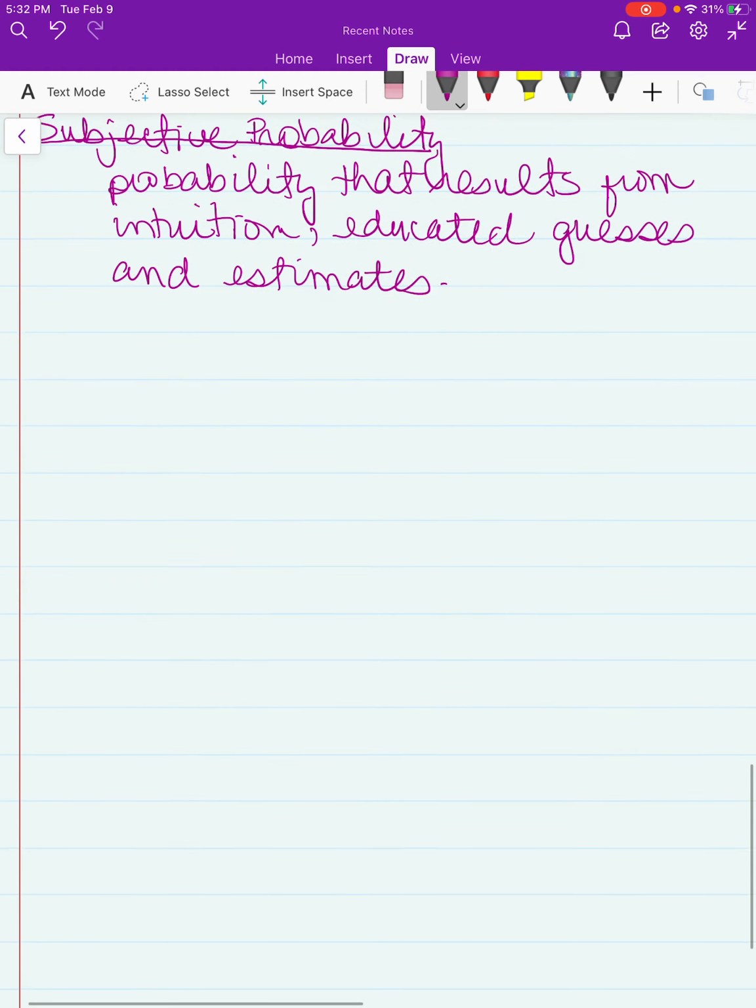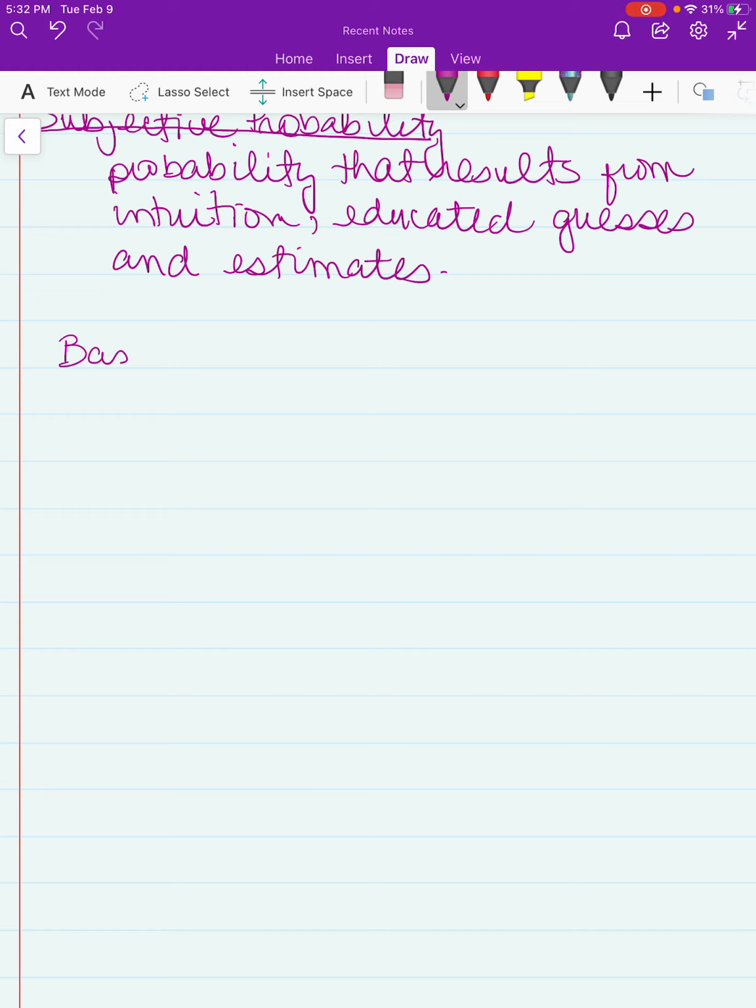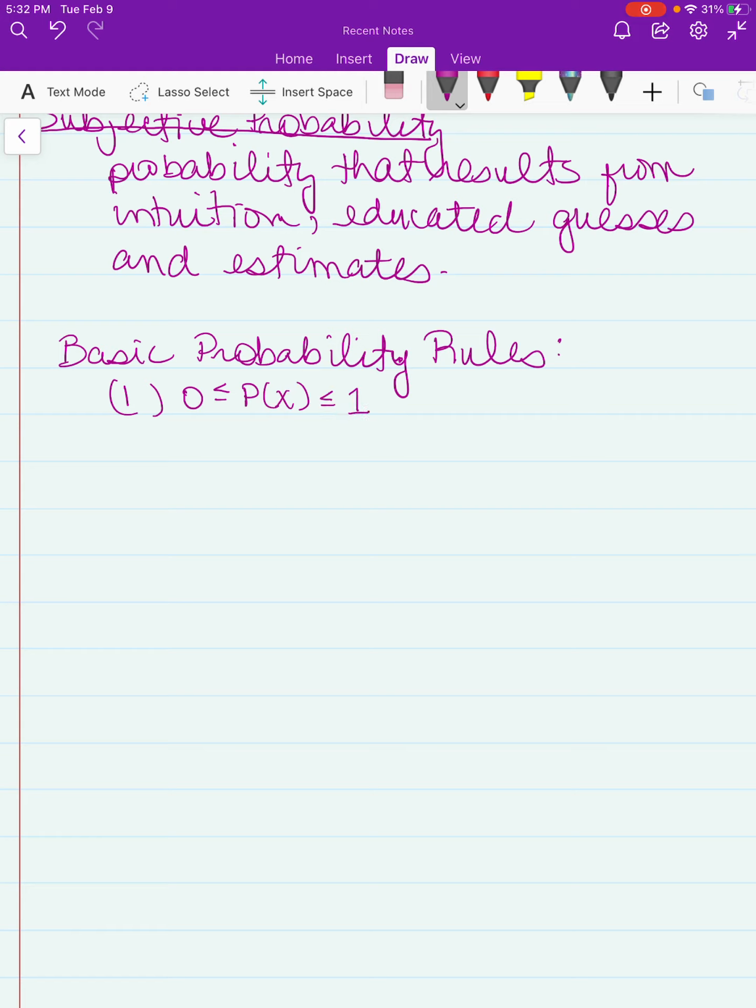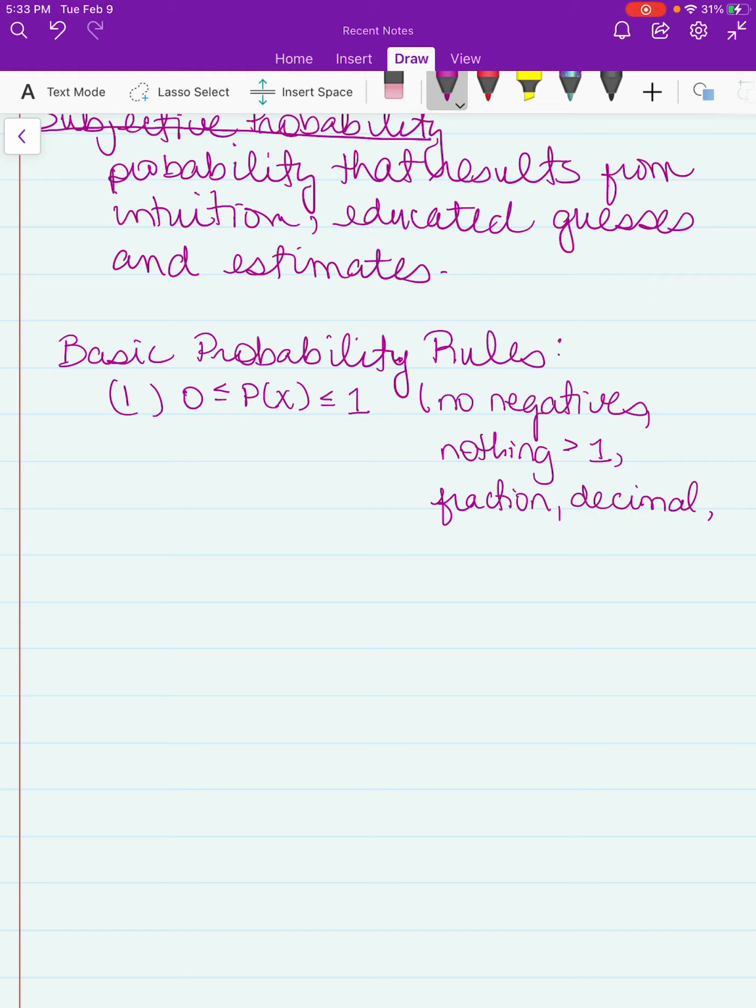Now, the last thing that falls under section 3.1 are the actual basic probability rules. The first one is that probability will always be a number between 0 and 1. So that means no negatives. Nothing greater than 1. And it can be written as a fraction or decimal or percent.